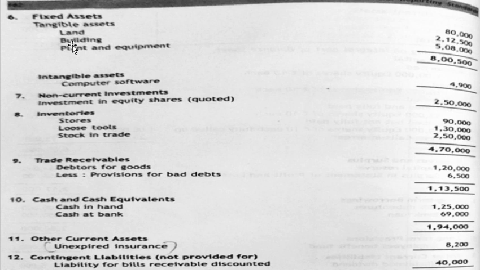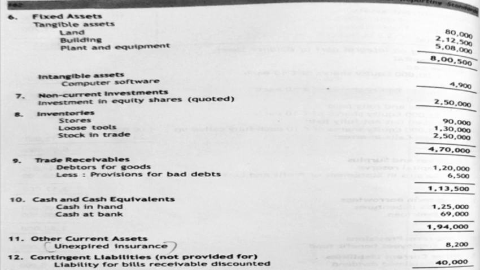So under fixed assets we have land and buildings, and plant and equipment, 80,000, 2,12,500, 5,08,000, the total of which will give you 8,500. Under intangible assets we have computer software, which is 4,900. This is software which has been installed in the system, and this asset can only be felt and used, so the 4,900 lies under intangible assets.